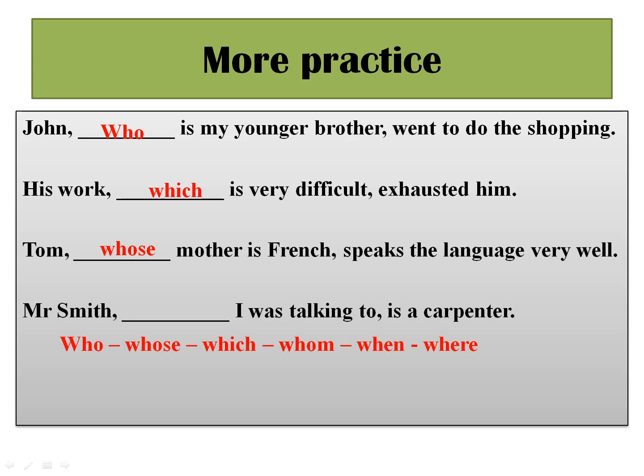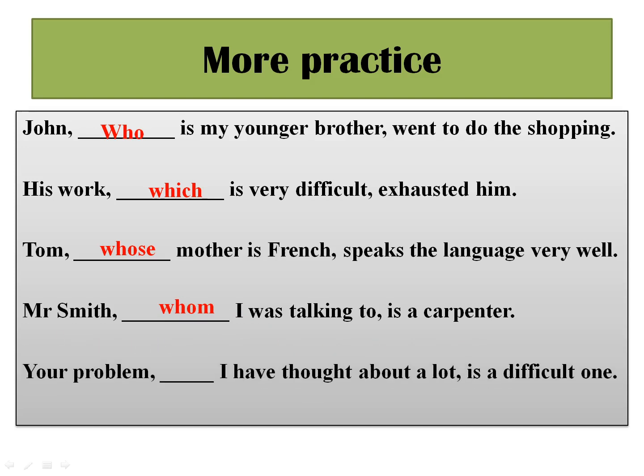Mr. Smith, I was talking to, is a carpenter. So here, the one which is correct, take your time. Whom? Very good. Mr. Smith, whom I was talking to, is a carpenter. Very good, excellent. The last one. Your problem, I have thought about a lot, is a difficult one. Which one do you think is going to be correct? So, which? Very good. Your problem, which I have thought about a lot, is a difficult one.